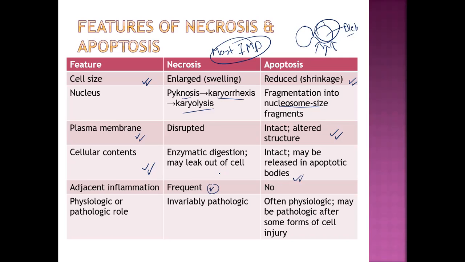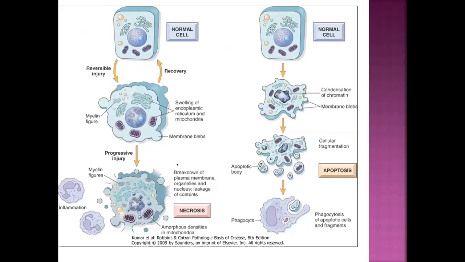If we talk about necrosis, it is mostly pathological. There may be a few physiological cases, but it is maximally pathological. But apoptosis is mostly physiological and may be pathological after some forms of cell injury.